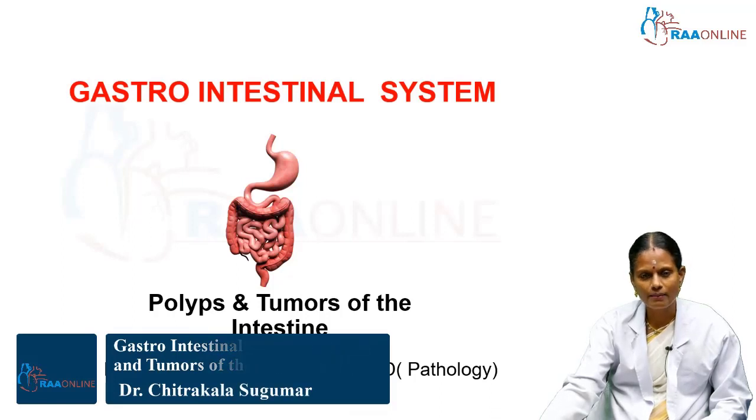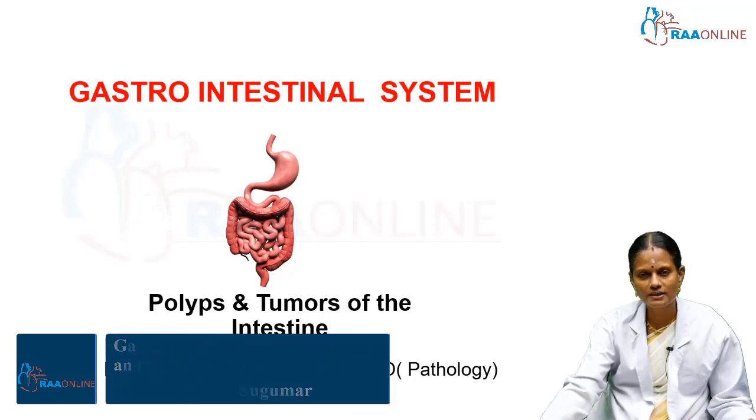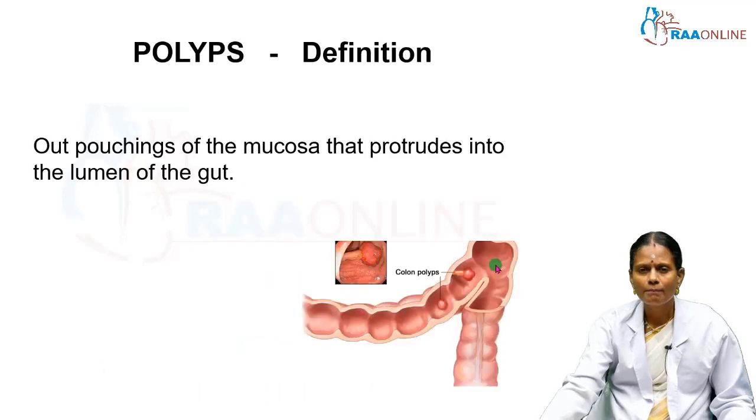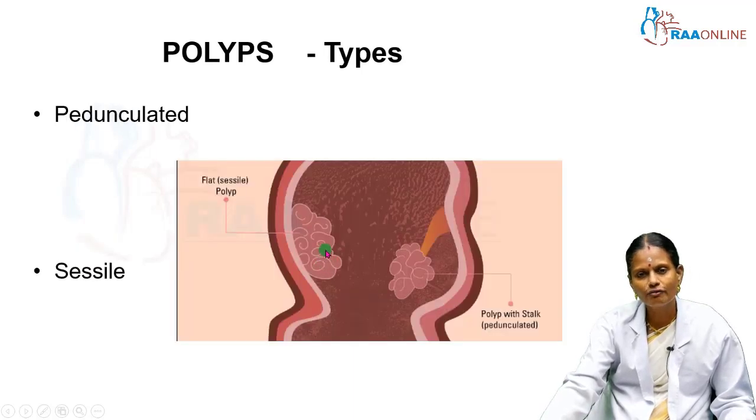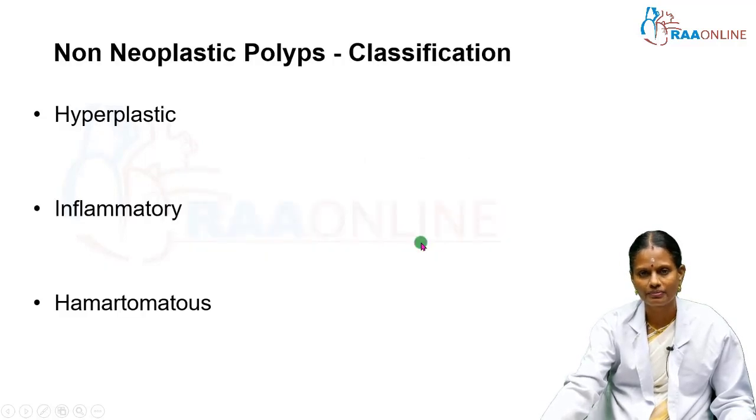Today we shall see about polyps and tumors of the intestine. By definition, polyps are outpouchings of the mucosa that protrude into the lumen of the gut. It can be either a non-neoplastic or a neoplastic polyp. They can be either flat, sessile polyps or with a stalk, which is known as a pedunculated polyp.